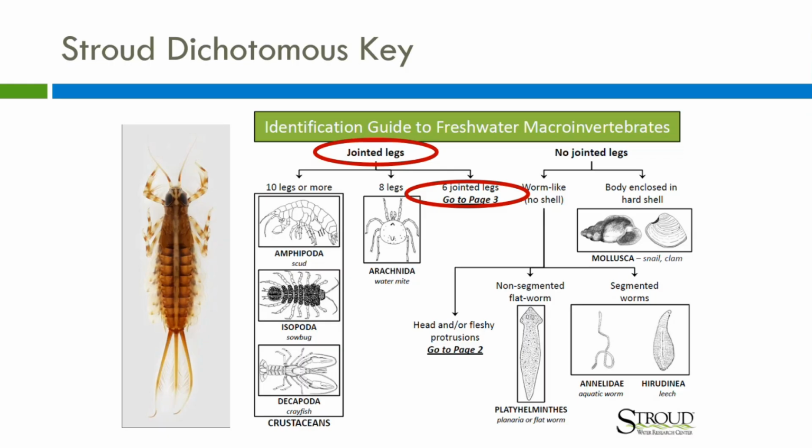This is the front page of this dichotomous key. This particular one came from Stroud Water Research Center. And I figure we can look at this specimen on the left and see what we come up with. So the first question on this dichotomous key is asking us if this specimen has jointed legs or no jointed legs.